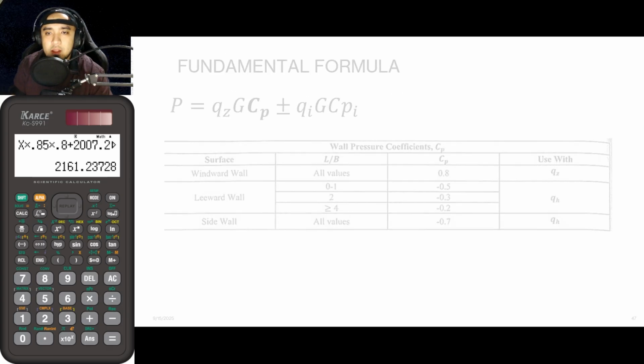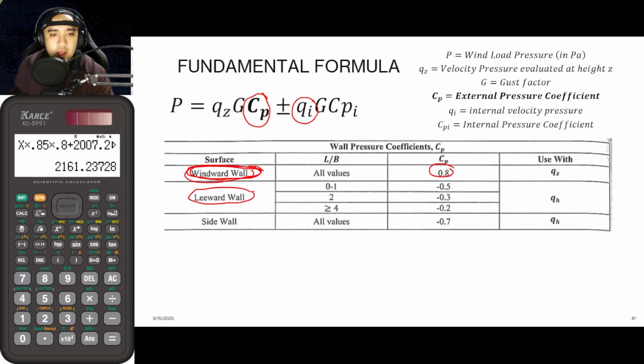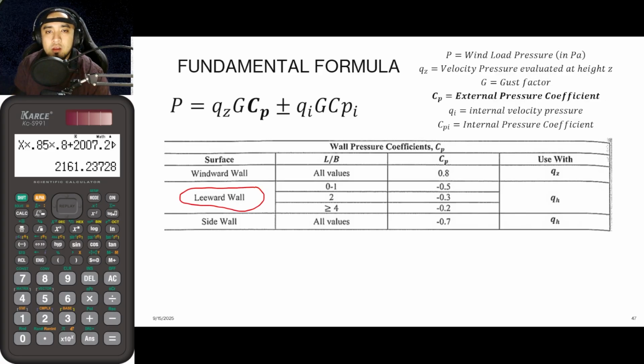For the value of CP, take note here that we are now to consider a leeward wall. For a leeward wall, the value of CP is now dependent upon this ratio, which is the ratio of L over B. Unlike a while ago, for windward walls, as long as it is windward, we will be making use of a value of CP equal to 0.8. But for leeward, it is now dependent upon the ratio of L and B.